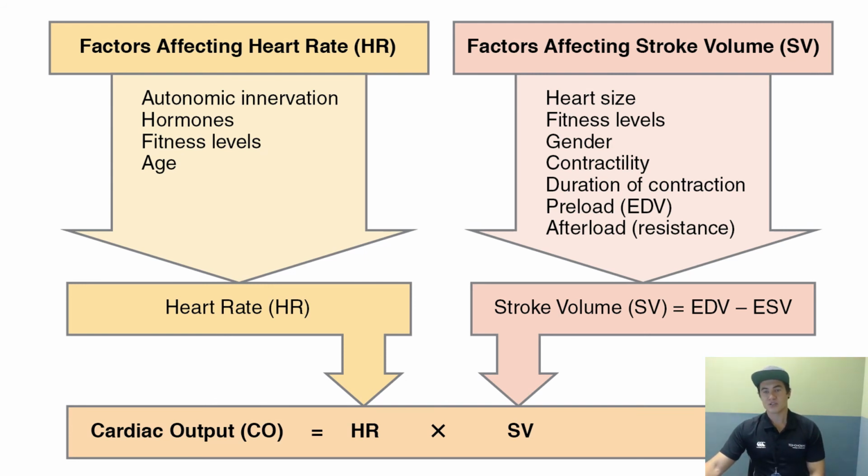Preload and afterload resistance. These are all to do with conditions of heart tissue. You won't need to know all of these, but just know some of the general ones, like hormones, fitness level, age, heart size, and gender. That's our main sort of areas to think about. And the equation for cardiac output is simply heart rate times stroke volume, and we'll calculate some of this in the tutorial.